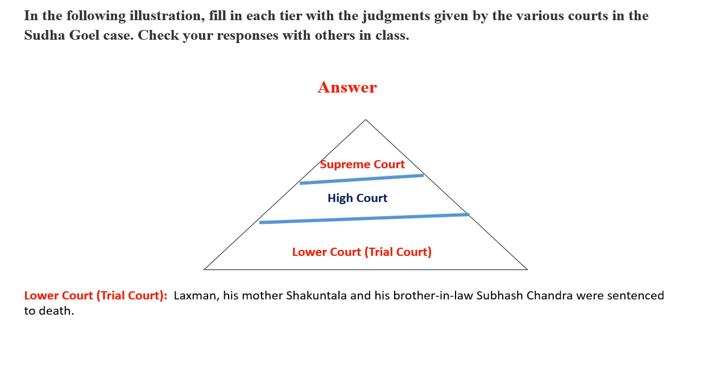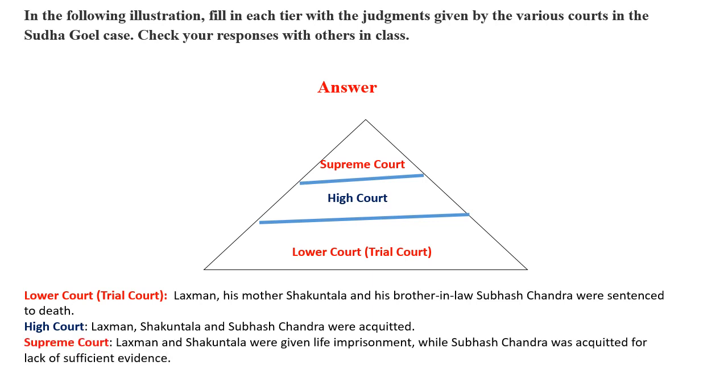Lower Court, Trial Court: Lakshman, his mother Shakuntala and his brother-in-law Subhas Chandra were sentenced to death. High Court: Lakshman, Shakuntala and Subhas Chandra were acquitted. Acquitted means declared innocent and released. Supreme Court: Lakshman and Shakuntala were given life imprisonment, while Subhas Chandra was acquitted for lack of sufficient evidence.